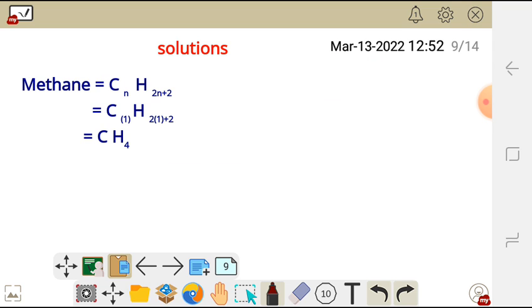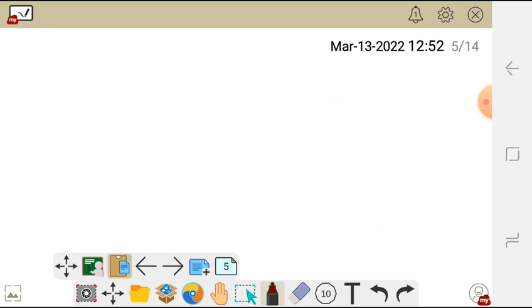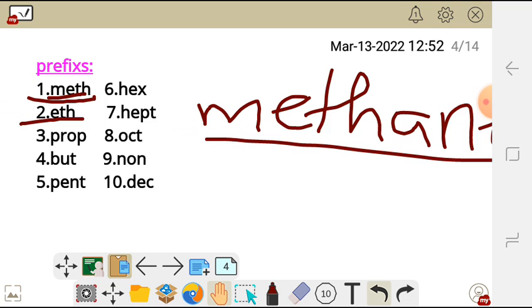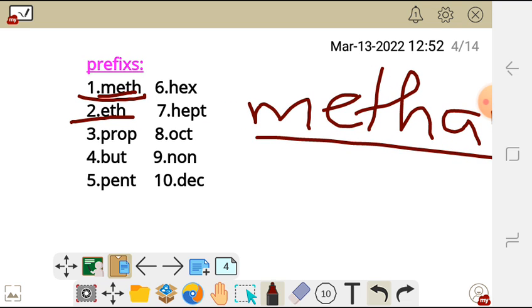To use that formula here, we have methane, and the formula is CnH2n+2. Where there is n, we are going to replace it with 1, because we know that methane has only a single carbon, as we saw under these prefixes. Where we have meth, you just know that that compound has a single carbon, eth will have 2 carbons, and prop will have 3 carbons.